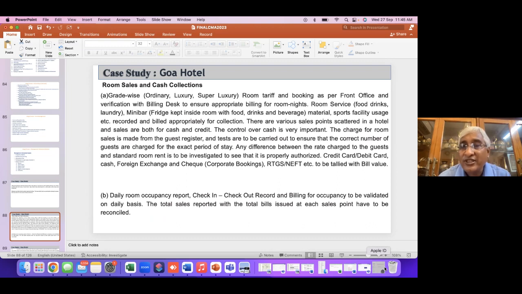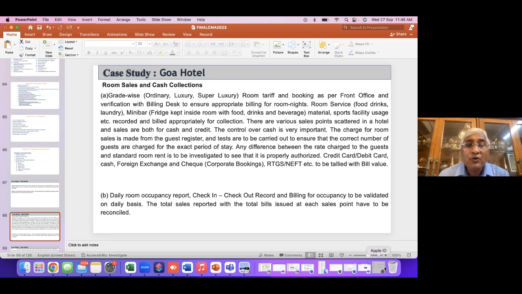There are various sales points scattered in a hotel, and sales are both for cash and credit. The control over cash is very important. The charge for room sales is made from the guest register, and tests are to be carried out to ensure that the correct number of guests are charged. So as it's a CMA club, some members may have two kids, some may be traveling only with wife and husband, some may be with relatives also. There may be 7 or 8 in total for this club's special tour.